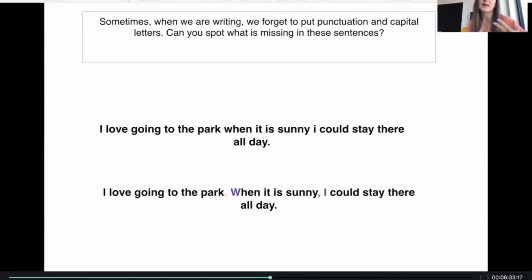So you could say, I love going to the park when it's sunny, full stop. I, with a capital I, could stay there all day. Or you could say, I love going to the park, full stop. When it's sunny, comma, I, with a capital I, could stay there all day.